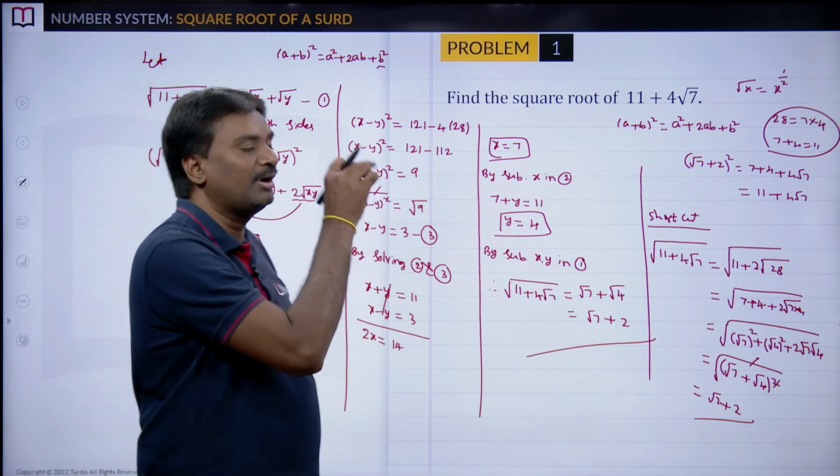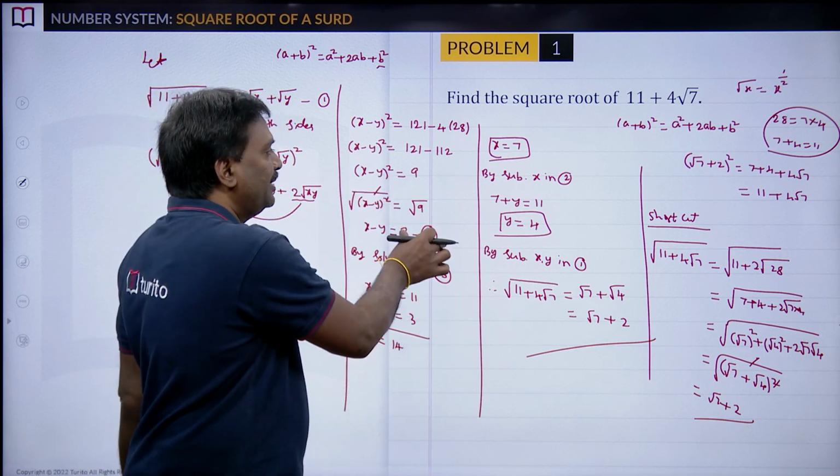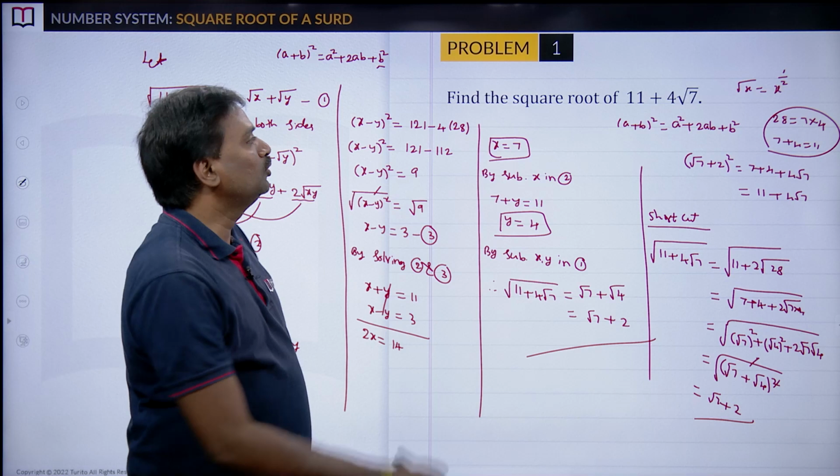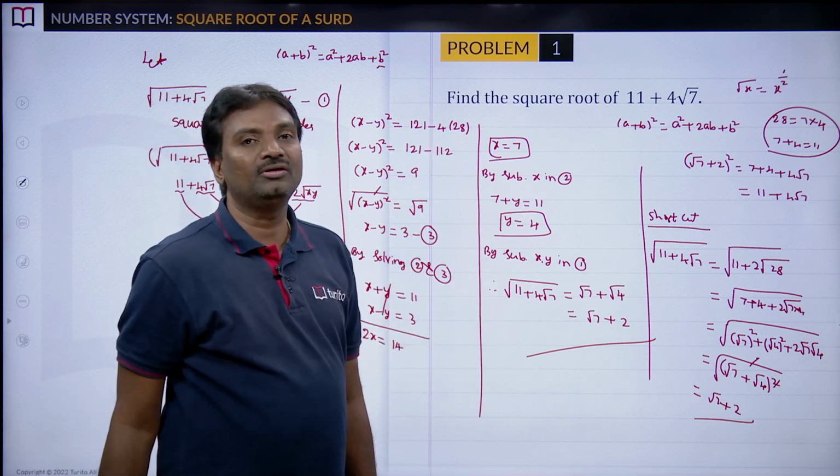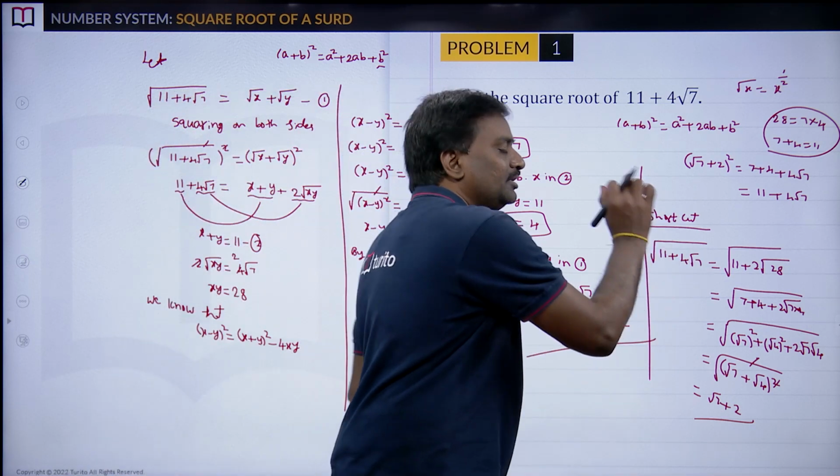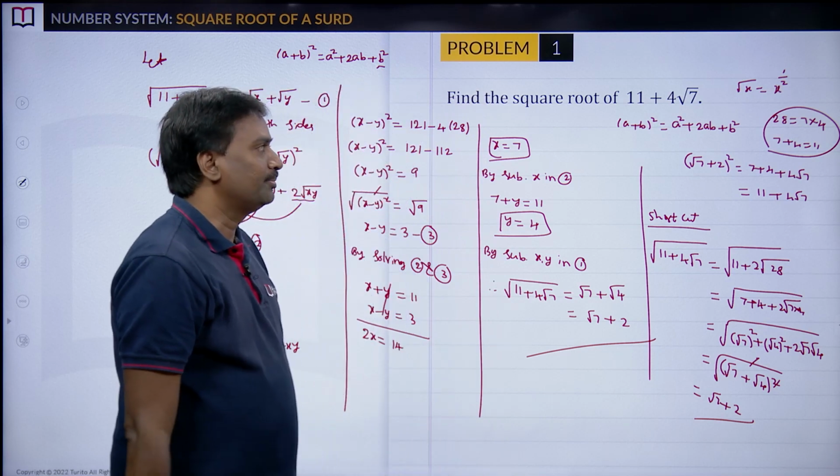I have explained this problem in two methods. This method is by taking square root of 11 plus 4 root 7 equal to root x plus root y, and this is the shortcut method. Next problem.